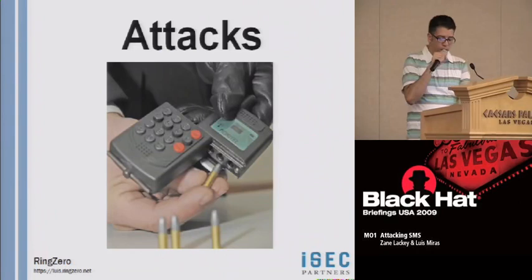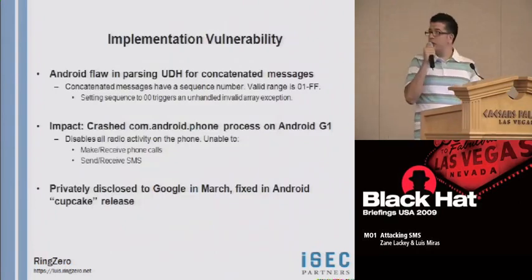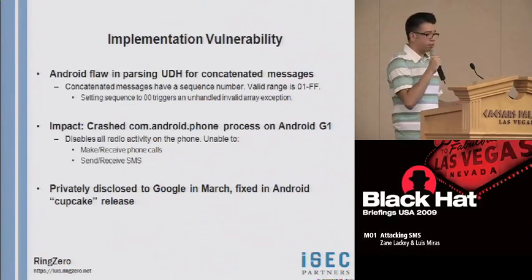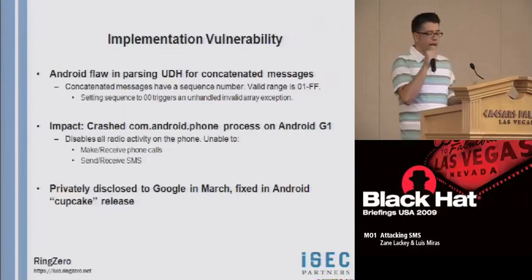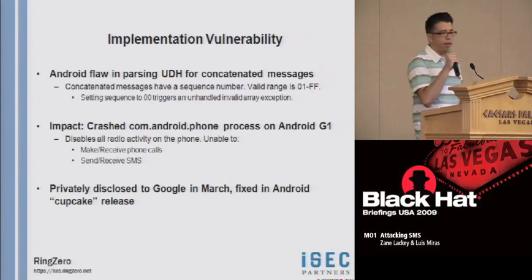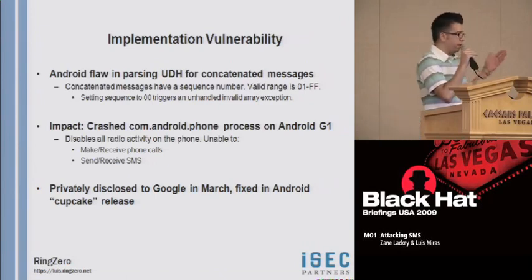So now we move on to attacks. This is one of the first implementation flaws we found. We were looking at Android, specifically at the concatenated messages. Concatenated messages have a sequence number. You can think of concatenated messages kind of like IP fragmentation or TCP fragmentation. There's too many messages to fit into a certain size, so it gets broken up.